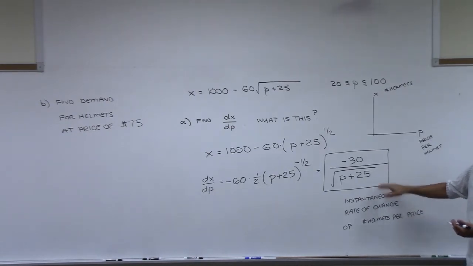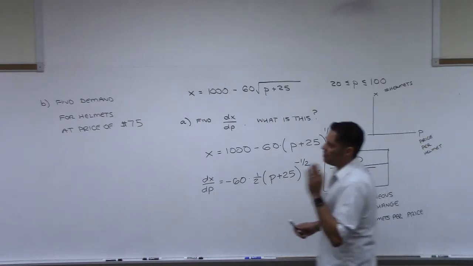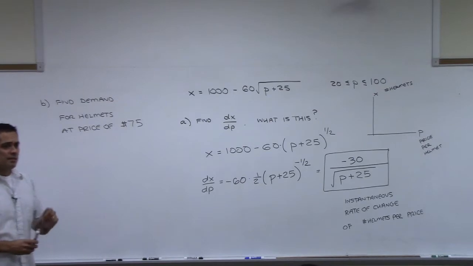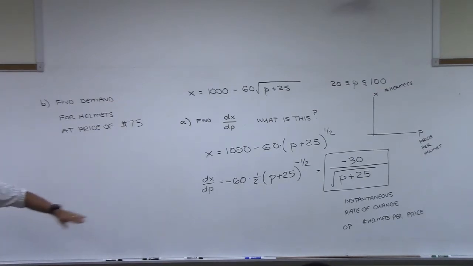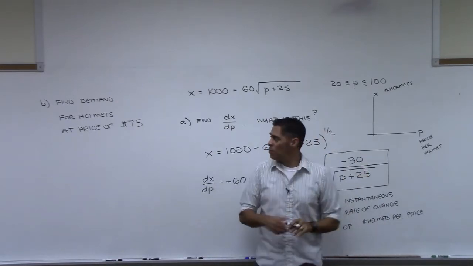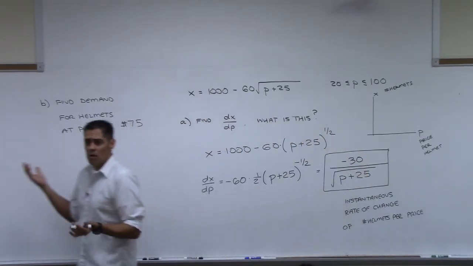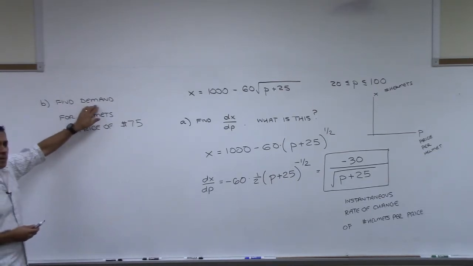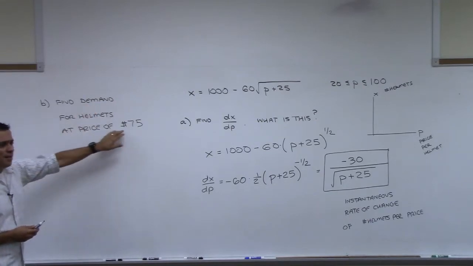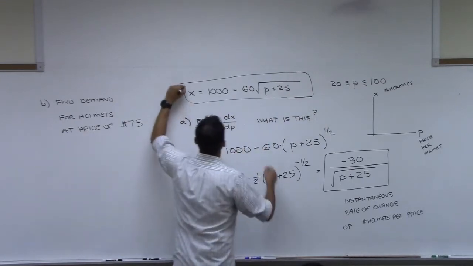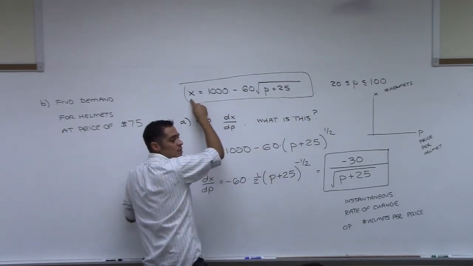Not quite. Look at what it's asking for. Find the demand for helmets, right, at a price of $75. It's not asking for the rate at which the demand is changing. It's not asking for a rate change, is it? It just wants to know, hey, how many people are going to want to buy the helmets if the price is $75, right? That's what it's asking. Find the demand. How many people want it if you set the price at $75? That's what the original equation tells us, right? You give me the price, I give you how many helmets people want to buy.